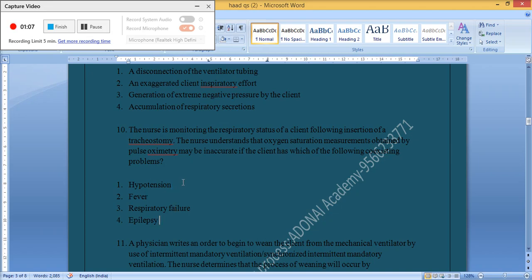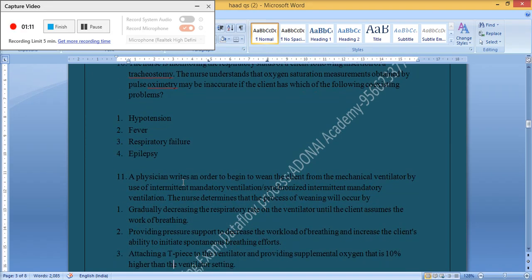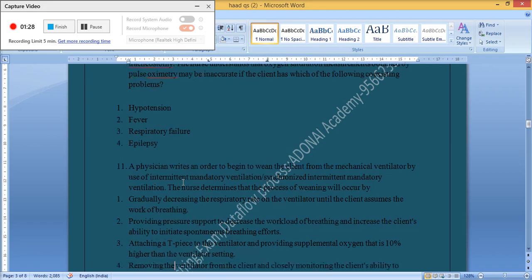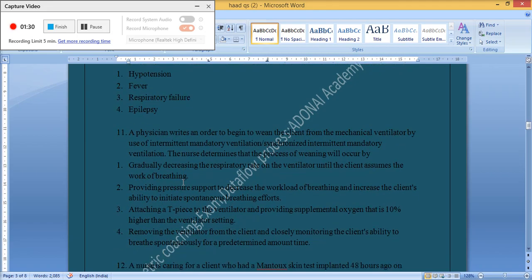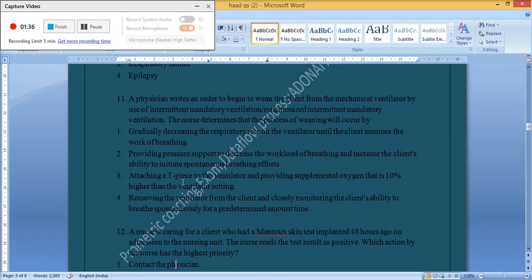11. A physician writes an order to begin to wean the client from the mechanical ventilator by use of intermittent mandatory ventilation. The nurse determines the process of weaning will occur by 1. Gradually decreasing the respiratory rate on the ventilator until the client assumes work of breathing. 2. Providing pressure support to decrease the workload of breathing and increase the client's ability to initiate spontaneous breathing effort.